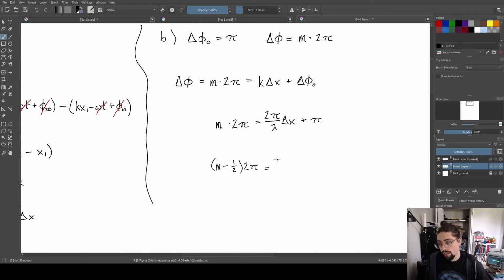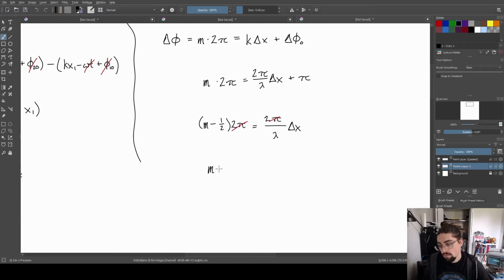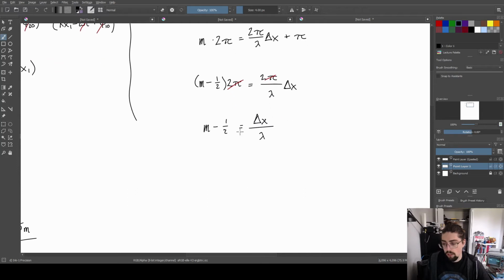Because now, the reason that I did that is because now what I can do is I can say, okay, 2 pi divided by lambda delta x, cancel out the 2 pi's. We don't need both of those hanging around. That is to say, our very last step here is that delta x is equal to m minus 1/2 times lambda.